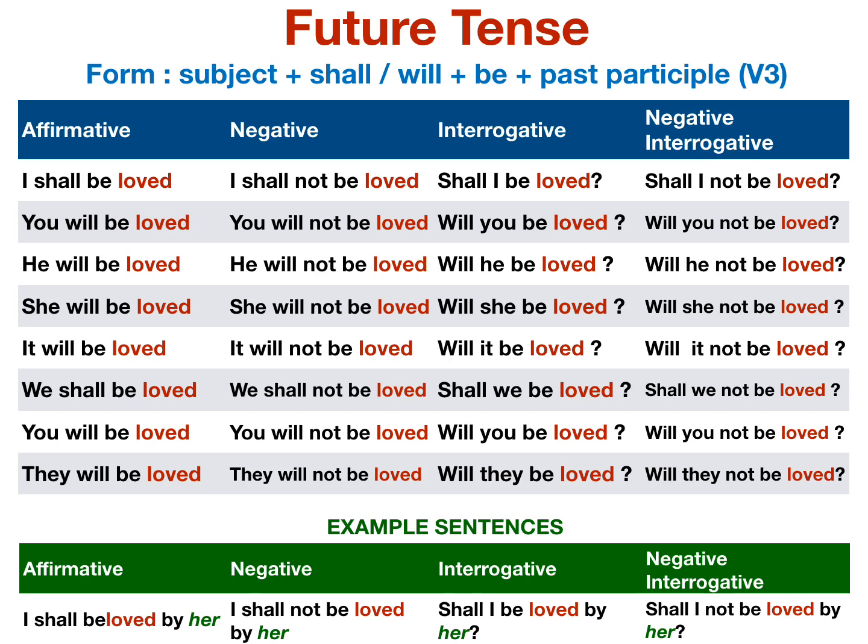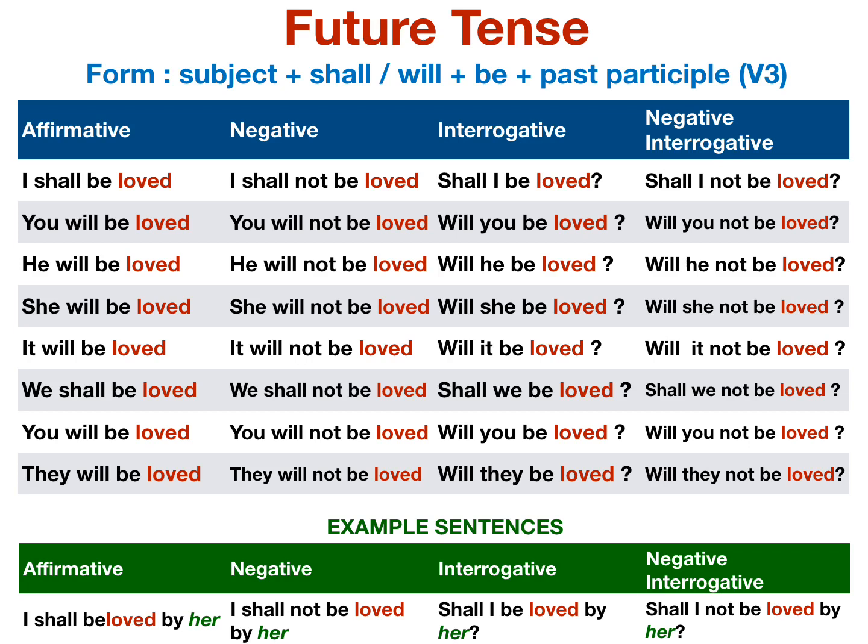Will you be loved? Will you not be loved? He will be loved. He will not be loved. Will he be loved? Will he not be loved? She will be loved. She will not be loved. Will she be loved? Will she not be loved? It will be loved. It will not be loved. Will it be loved? Will it not be loved? We shall be loved. We shall not be loved.